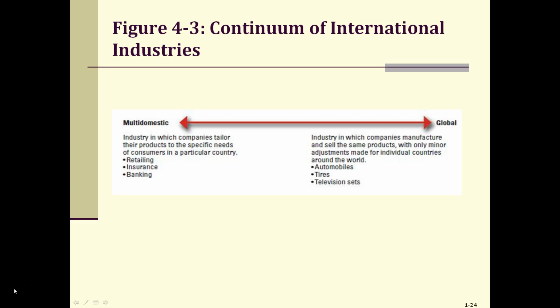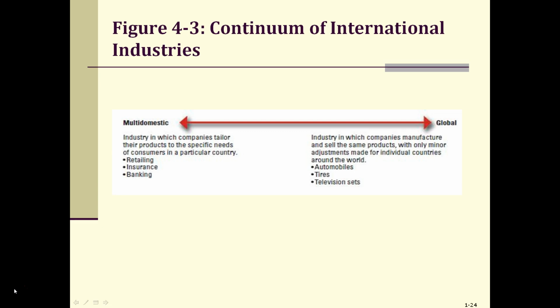Global industries, in contrast, operate worldwide, with MNCs making only small adjustments for country-specific circumstances. In a global industry, an MNC's activities in one country are not significantly affected by its activities in other countries. So MNCs in global industries produce products or services in various locations throughout the world and sell them, making only minor adjustments for the specific country requirements.